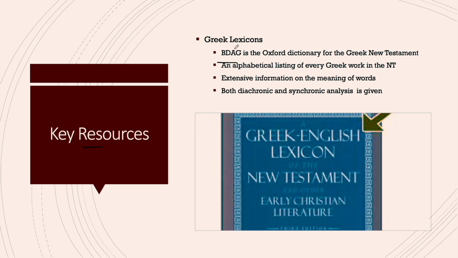Bauer, Danker, Arndt, and Gingrich. It's the Oxford Dictionary of the Greek New Testament, and it's an alphabetical listing of every Greek word that's used in the New Testament. It gives extensive information on the meaning of the words, and it uses both diachronic and synchronic analysis. It can be a bit daunting to read when you first look at it.